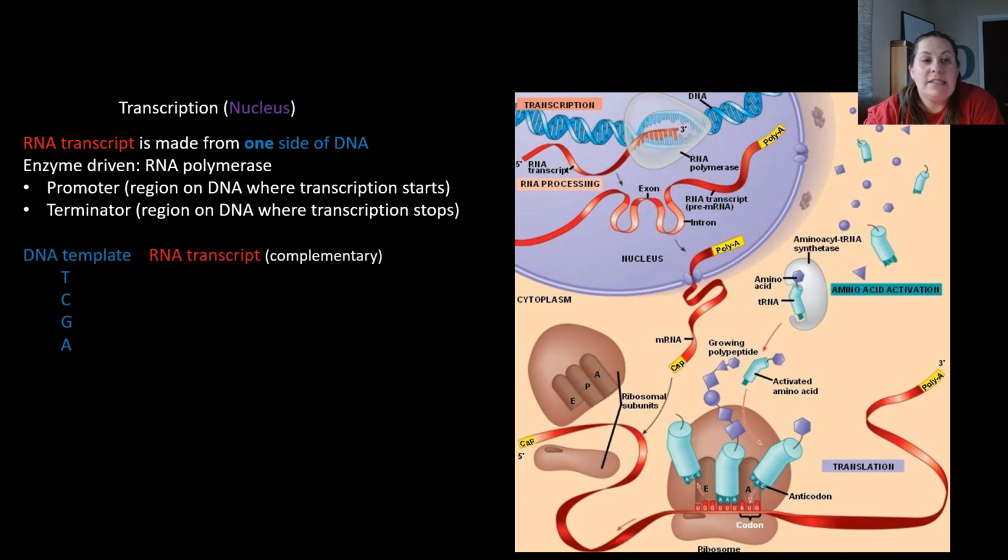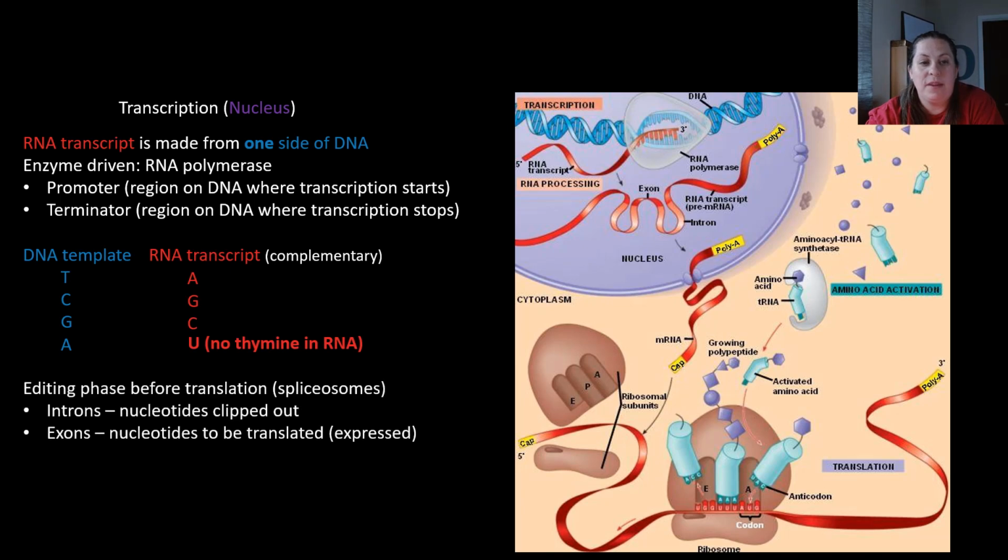So guys, if my DNA has T, C, G, and A, the complementary RNA strand is going to be A, G, C, and U. So T pairs with A, C will pair with G, G will pair with C, and A will pair with U because there is no thymine in RNA. So A is going to pair with U.